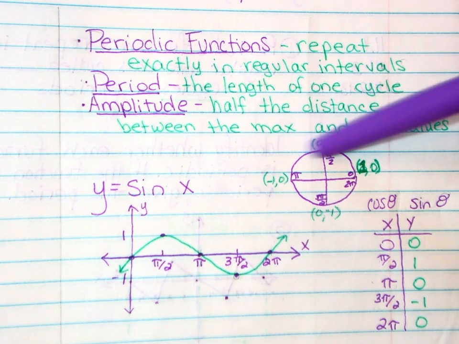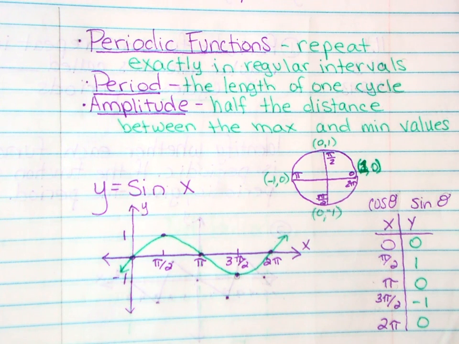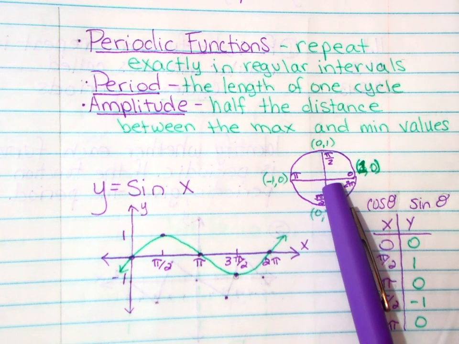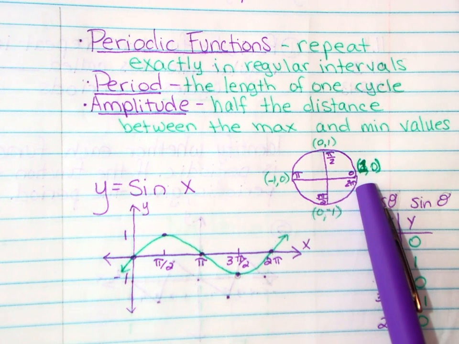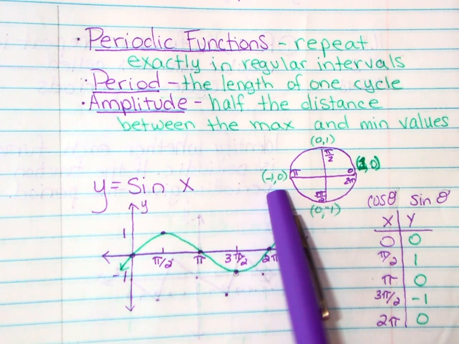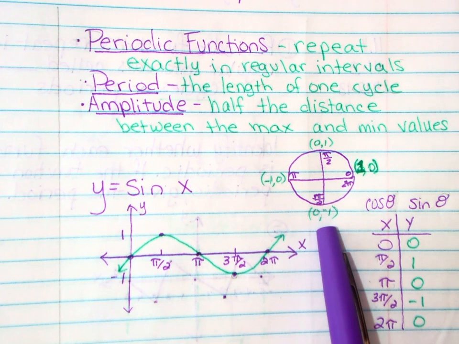So I drew a little portion of one. Now think about our coordinate plane. Okay, so if this was our coordinate plane, that would be 0, 0. If I went over, that would be 1, 0. This is 0, 1. This is negative 1, 0. And this is 0, negative 1.